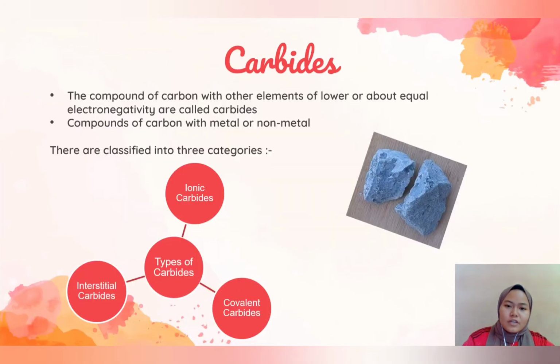Now I'm going to explain to you about carbides. The compounds of carbon with other elements of lower or about equal electronegativity are called carbides. Compounds of carbon with metal or non-metal. They are classified into three categories, which are ionic carbides, interstitial carbides, and covalent carbides.